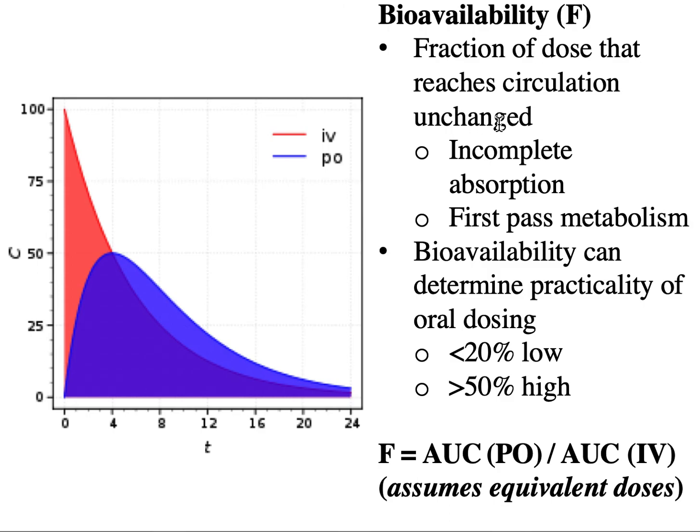So again, bioavailability is the fraction of the dose that's going to reach circulation unchanged. This is especially important if the drug is taken orally, because it has to get through the gut, it has to get through the liver, and then it has to get into the bloodstream. So that's going to be a fraction of the drug that's going to be happening per unit time.